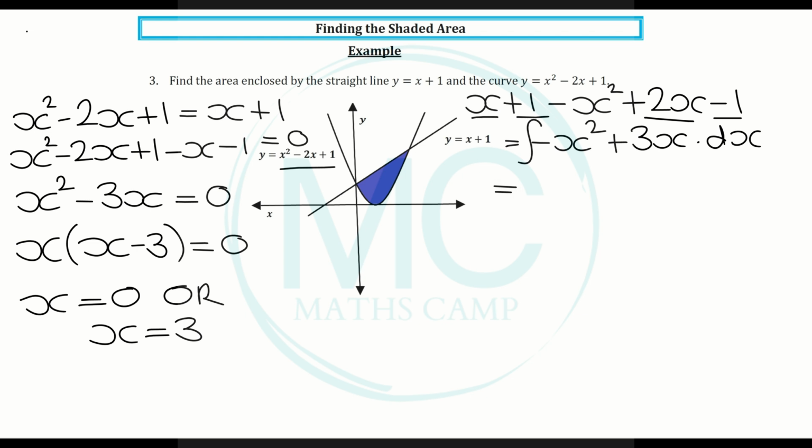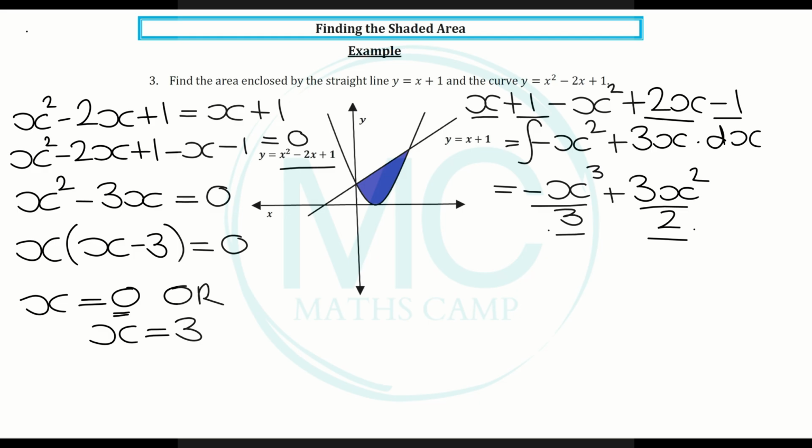I'm going to get negative x cubed over 3 plus 3x squared over 2. Now we can substitute in our x values. Let's start when x is 0. In this case, 0 cubed is still 0. And when you multiply or divide anything by 0, it remains as 0. So 0 plus 0 will give us 0.